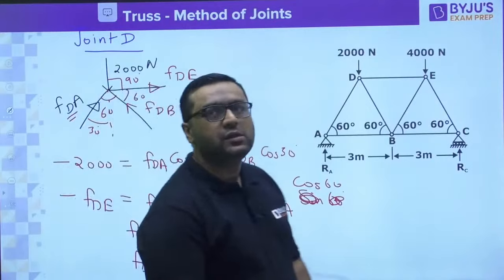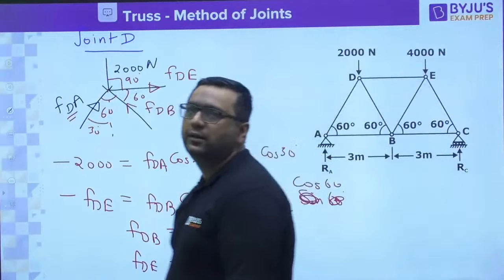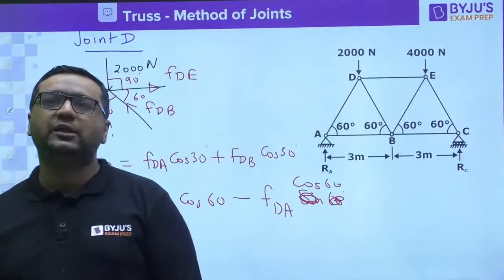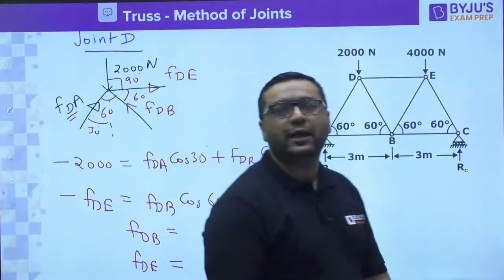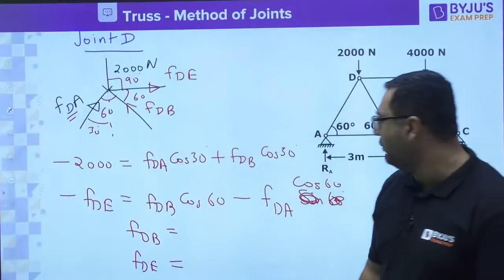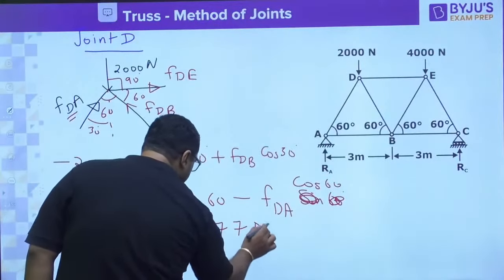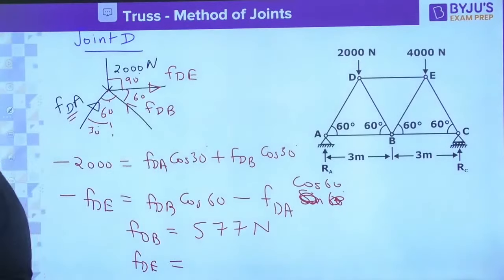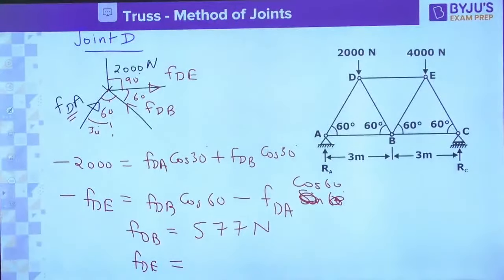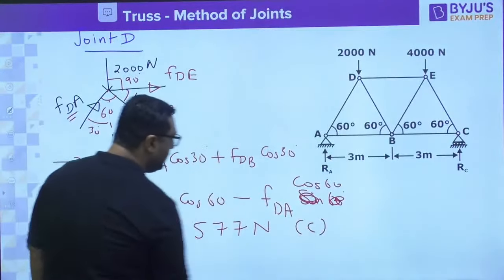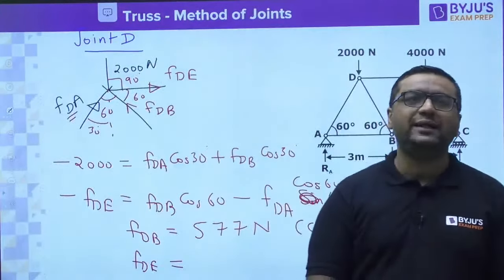Fine guys, solve it. Yes, Arvind Balu, Suparno, Pradyuman, Rathod Akshit, very good. You are also doing very well. So my dear, FDB will be coming out to be 577 Newton. And if you see FDB, it is coming out to be positive, means the assumed direction is correct. And it means the member is under compression. Okay, now what is FDE, guys? What is FDE?